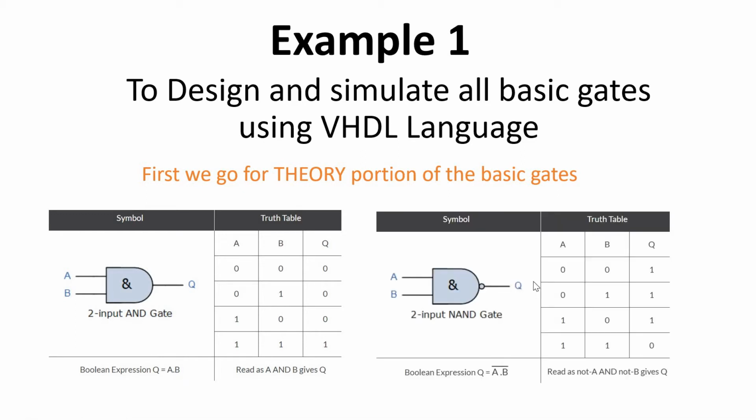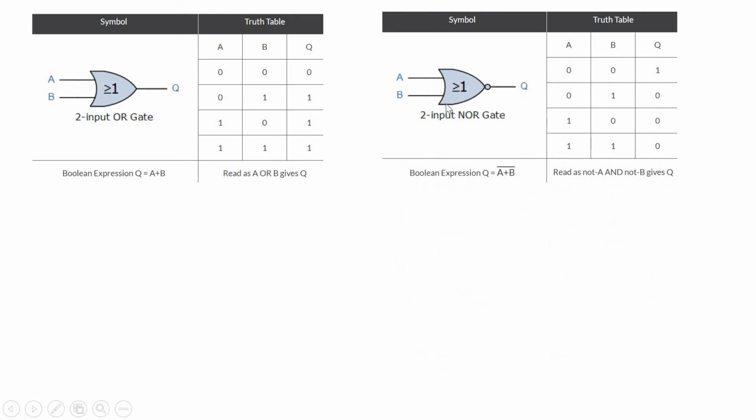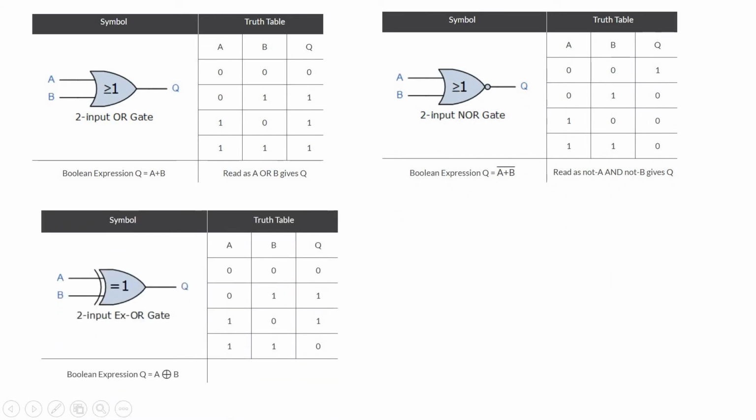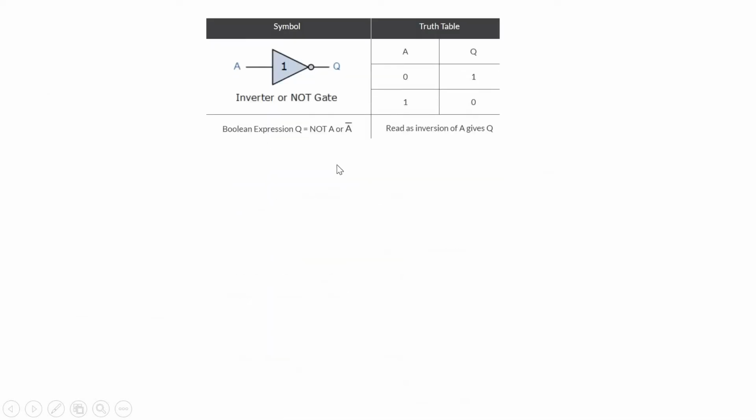This is the NAND gate. This is the symbol of the NAND gate, this is the truth table of the NAND gate, and this is the boolean expression. OR gate: this is the symbol, truth table and boolean expression of the OR gate. Similarly, NOR gate, XOR gate, XNOR gate, and the last one is the NOT gate, an inverter. It has a single input and a single output.